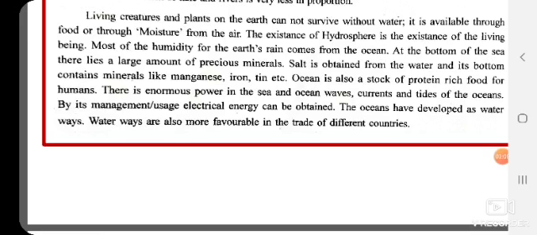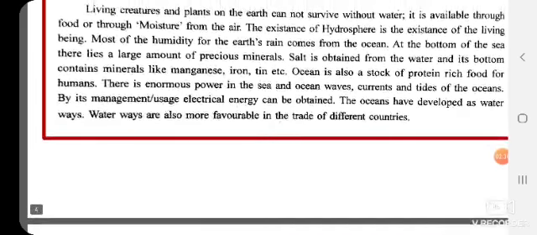The oceans have developed as waterways, and waterways are also favorable in the trade of different countries. You have learned in 5th standard about the various transportations; in the early age they were done in the form of waterways only. Trading and business with different countries, export and import, were done with the help of waterways only. So oceans have developed now in the form of waterways.